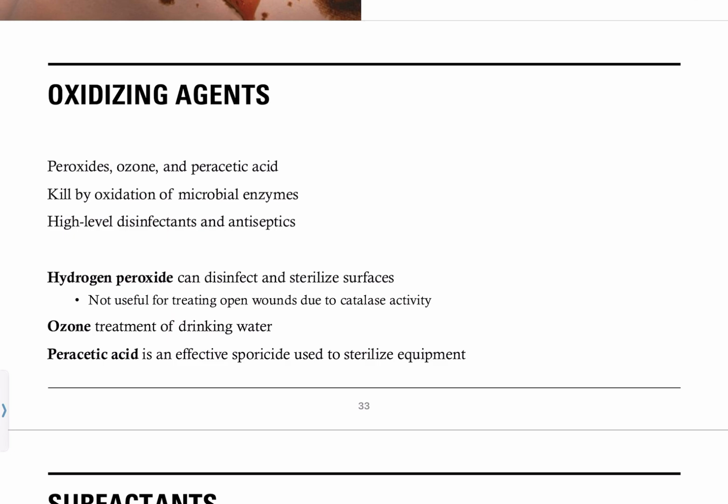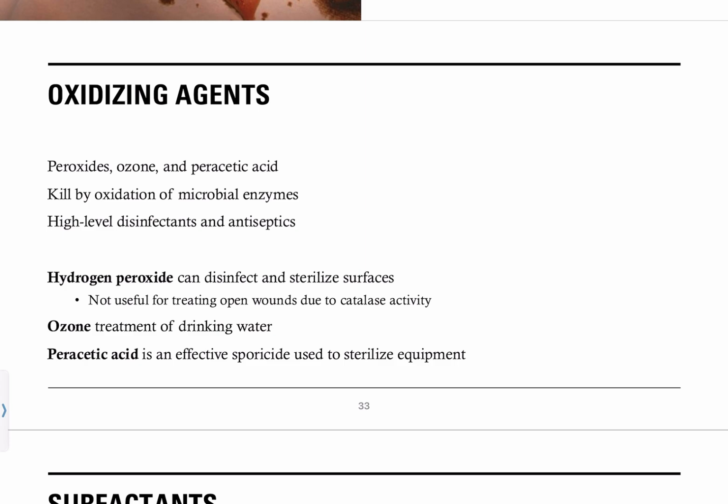Okay, we also have oxidizing agents, so things like hydrogen peroxide, oxone, and peracetic acid, and these kill by oxidizing enzymes and releasing oxygen radicals, which can be harmful. Hydrogen peroxide is really helpful for sterilizing surfaces, but if we're talking about microbes on us or in wounds, it is helpful, but it is quickly broken down because we have catalase.